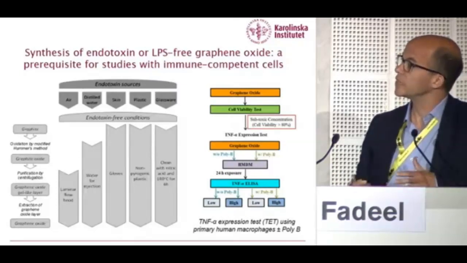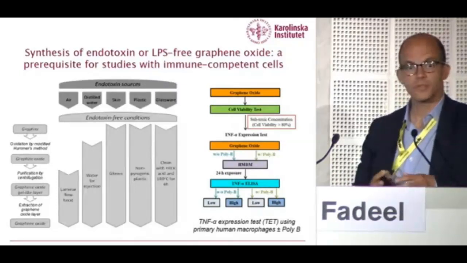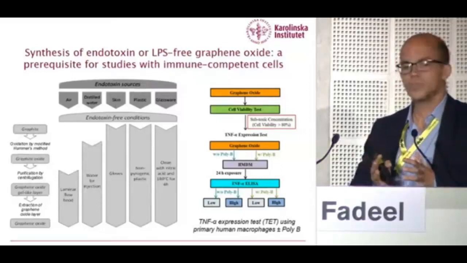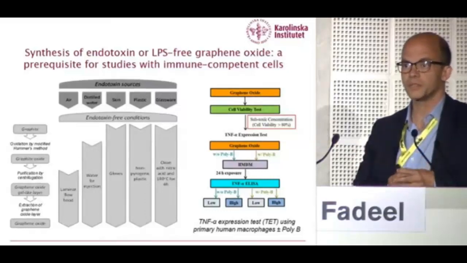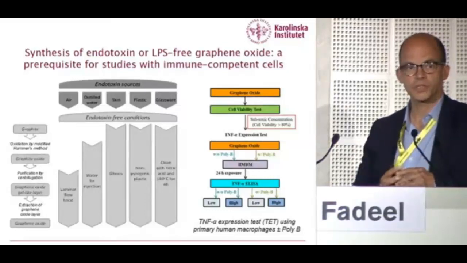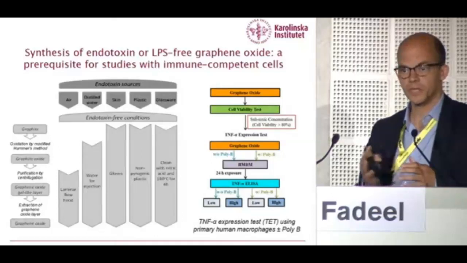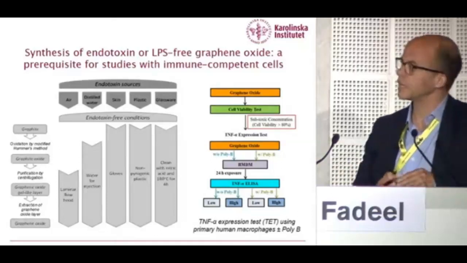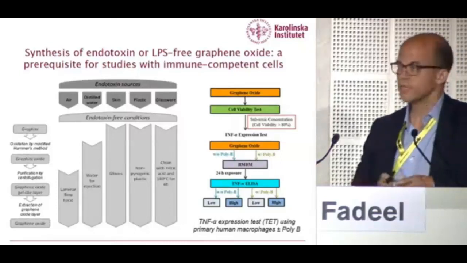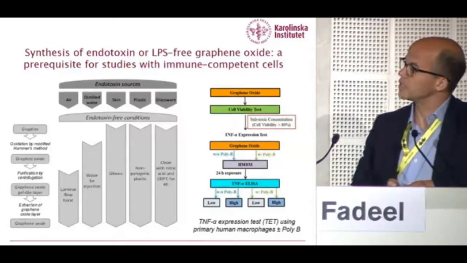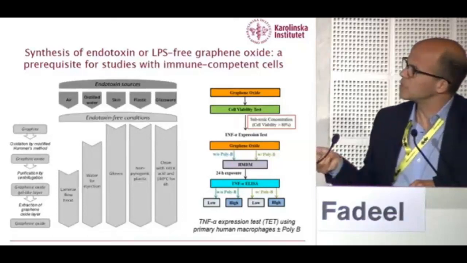What we have done in the flagship project is to evaluate graphene oxide samples for endotoxin. Just to make a long story short, we found that the conventional LAL tests, chromogenic LAL assays and so forth, are not applicable to graphene oxide. That is, we do see quite some significant interference with the LAL assay. We then developed, let's say, a variation on the macrophage activation test, which we call the TNF-alpha expression test.